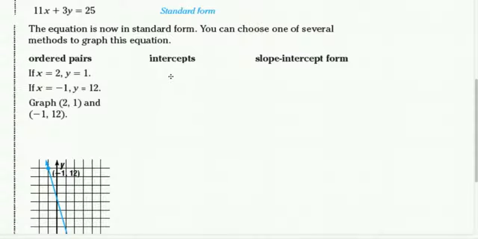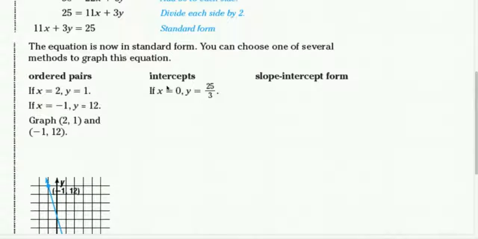The other method is by using intercepts. With intercepts, we want to find where the line intercepts the x-axis and the y-axis. To be able to find your y-intercept, x should be equal to 0. So if we set x equal to 0, this is 11 times 0 plus 3y equals 25, and you solve for y, that will be y equals 25 over 3. And to be able to find our x-intercept, y should be equal to 0.